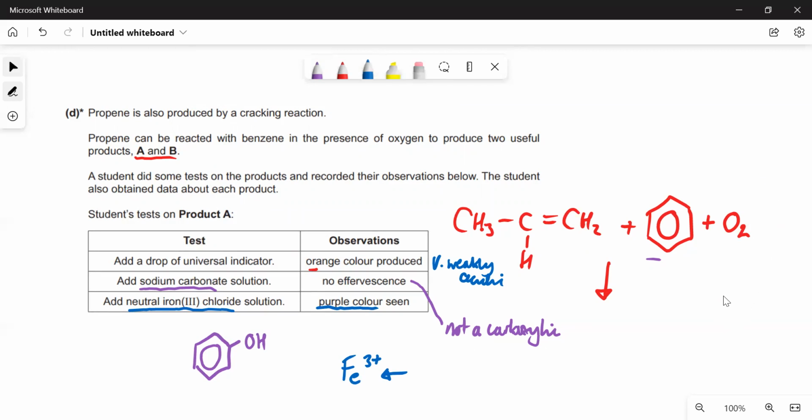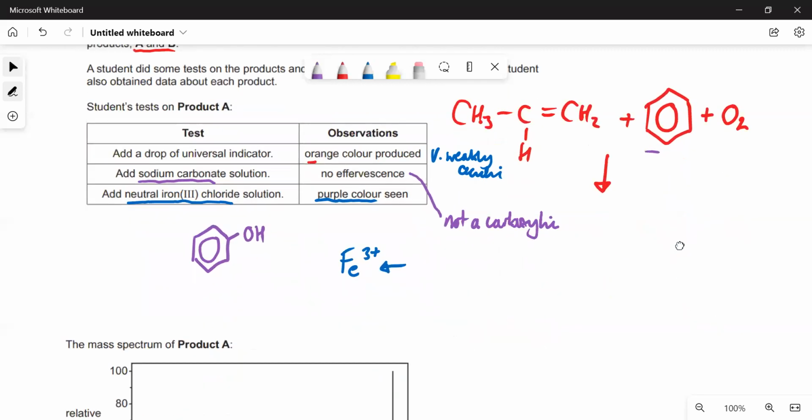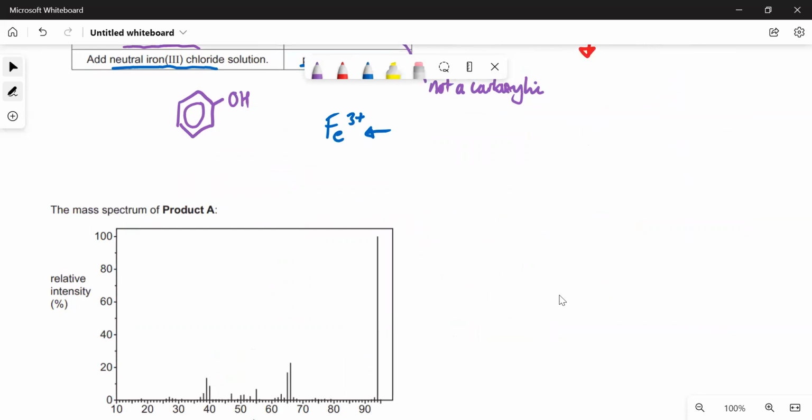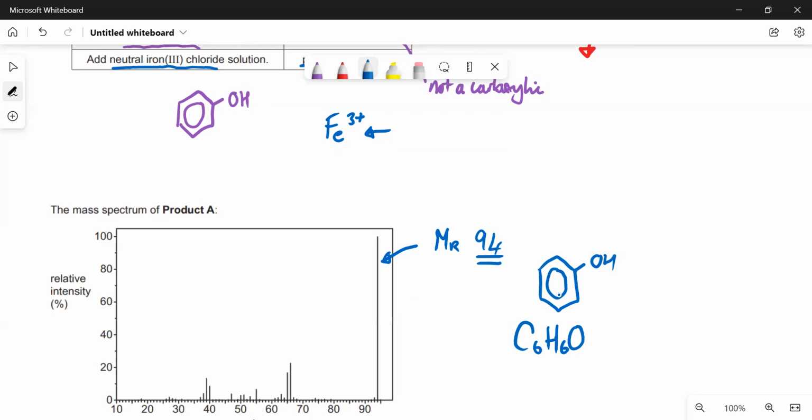It gives us some more information. We've got to find out which phenol, right? So it gives us a mass spectrum of product A. And we can see here that the m/z of the parent ion, I think it's 94, yeah, that one there. So the Mr of this compound is going to be 94. So we're looking for a phenol with an Mr of 94. Well, if you just look at that phenol itself, that's going to be C6H6O, and that's got an Mr of 94. So that's what we've formed. We have formed just phenol itself.